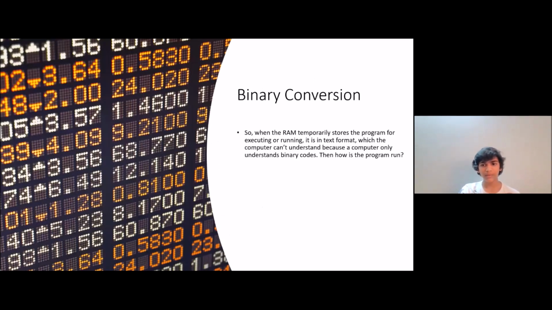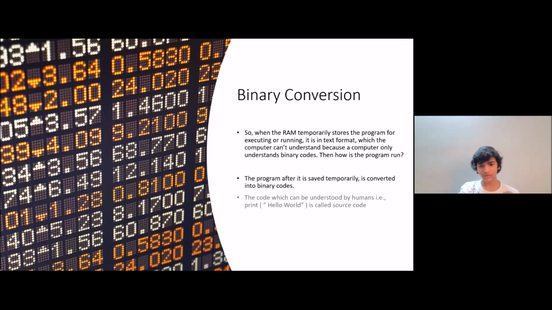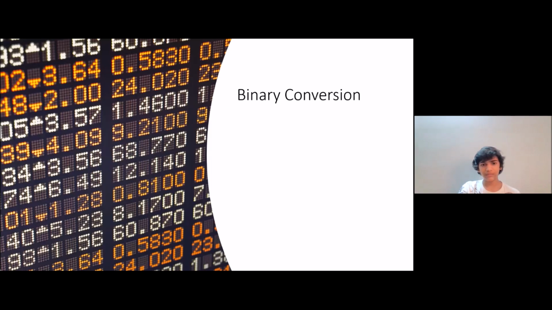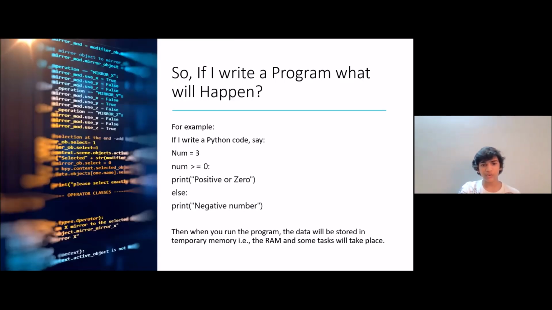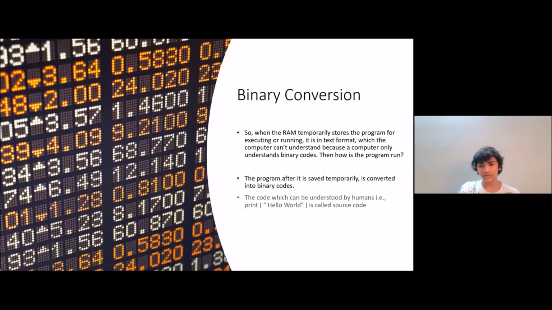So how does the computer, which only understands binary codes 1 and 0, run or execute this program? After it is saved temporarily, it is converted into binary codes. Then how is it converted into binary codes? For example, I'll take another code which can be understood by humans, for example num is equal to 3, this set of code, or hello world.